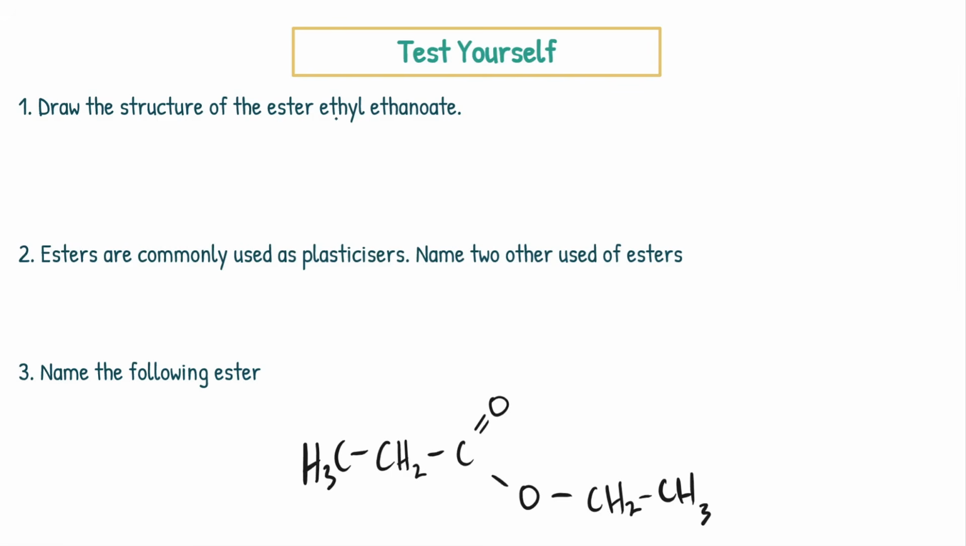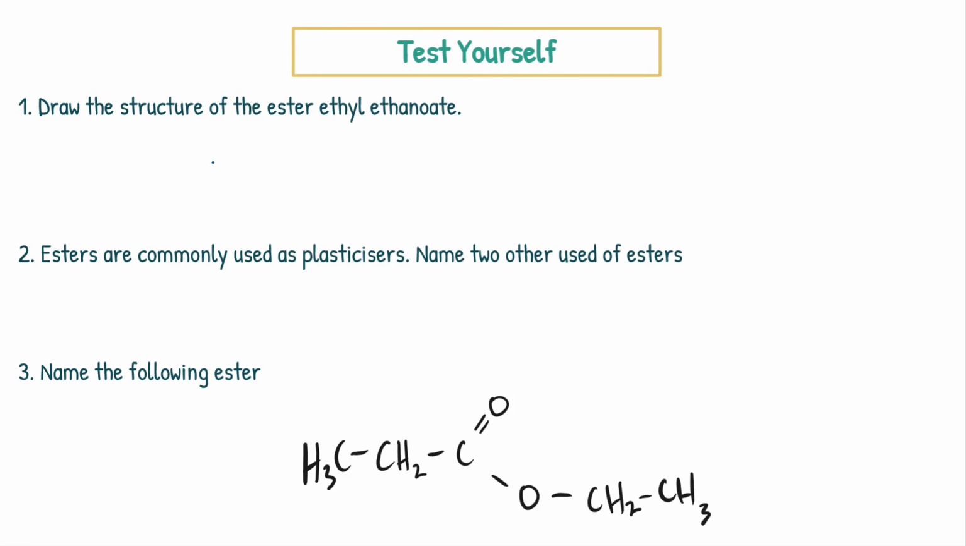First one, draw the structure of the ester ethyl ethanoate. All right, real easy one right here. Hopefully you guys are fine with this. Now you can draw it structurally, you can draw it displayed, you can draw it skeletally, whatever works for you. As long as you get it correct, it's all good.